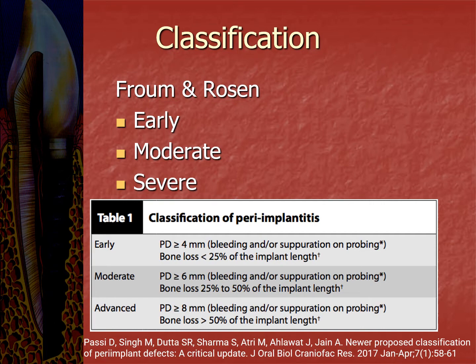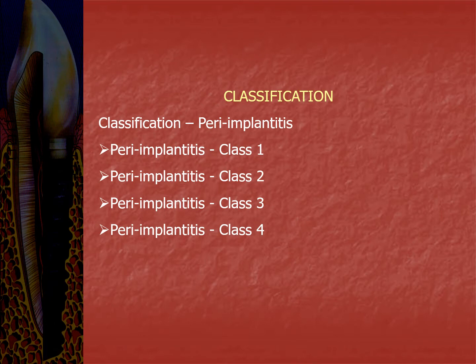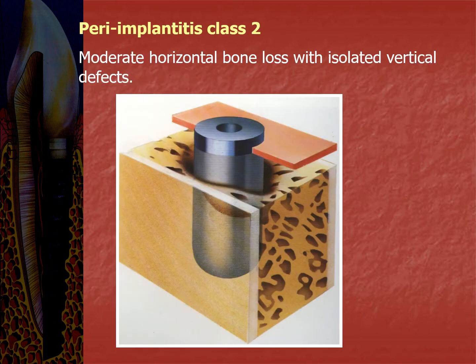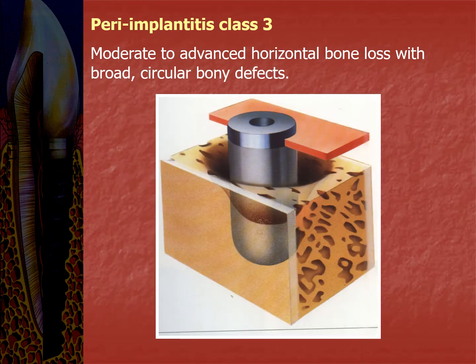Another system of classification exists which is based on the amount of bone loss along with the shape of the defect. This classifies peri-implantitis into four classes. In class 1, there is slight horizontal bone loss with minimum peri-implant defects. In class 2, there is moderate horizontal bone loss with isolated vertical defects. Class 3, moderate to advanced horizontal bone loss with broad circular bony defects.